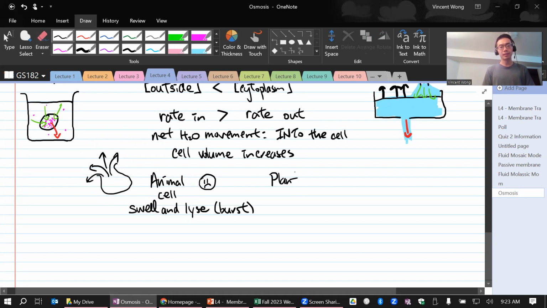Plant cell. Plant cell loves it. Okay. Will the plant cell burst?